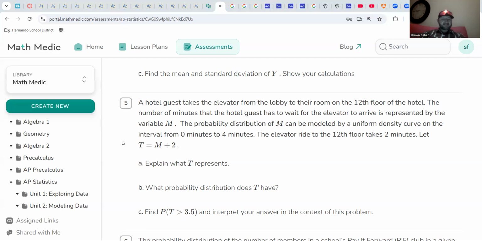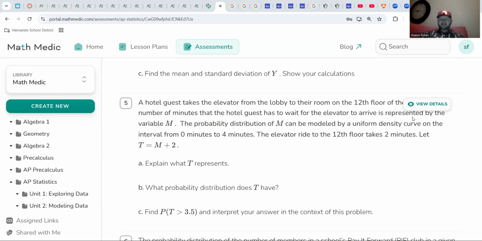So we got 6 minus 3.5. That's 2.5, right? So we're talking about this area right in here, 2.5 minutes. And we're going to multiply that by 1/4, I'm going to put it in parentheses, because sometimes my calculator doesn't do order of operations. There we go. 0.62. There's a 62% chance I wait greater than 3.5 minutes to get to my room. Yeah, it might take a long time.